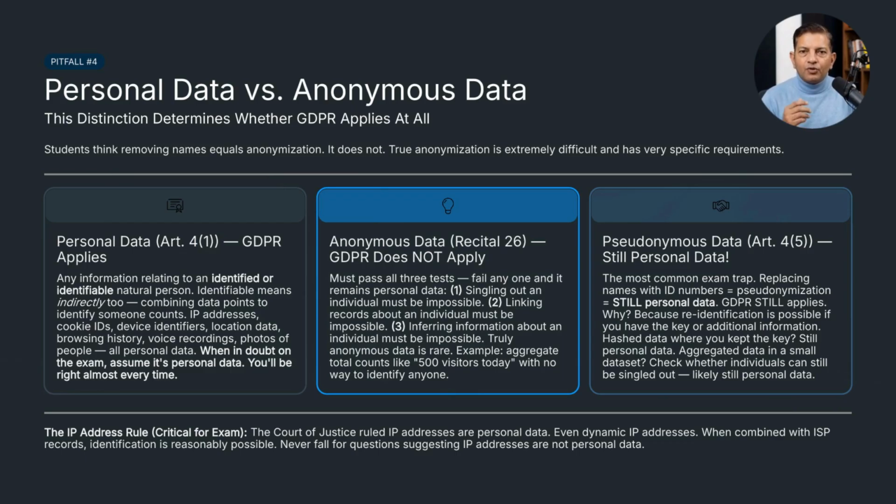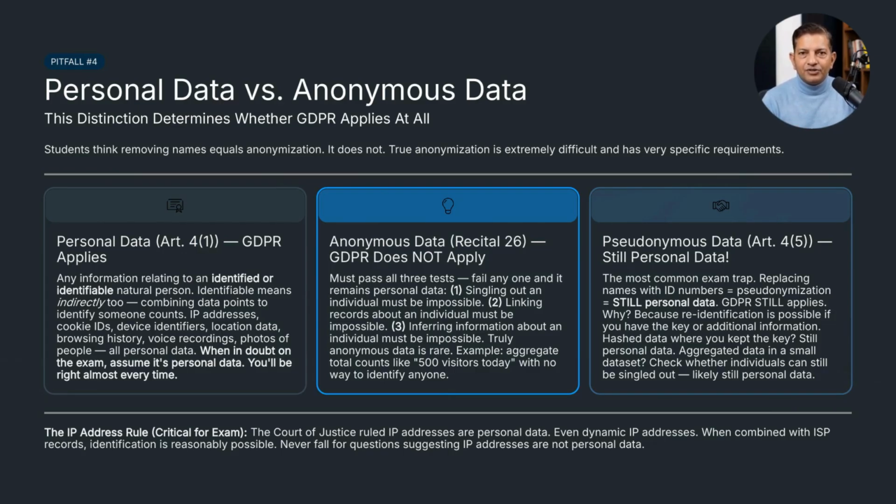Here's why this matters so much. GDPR applies to personal data. It does not apply to anonymous data. That's a massive difference. One letter, the difference between anonymized and anonymous, means completely different legal obligations. And here's where students go wrong. They think if you've anonymized data by removing names, you're done. Wrong. True anonymization is extremely difficult and has very specific requirements.